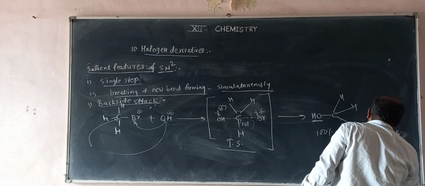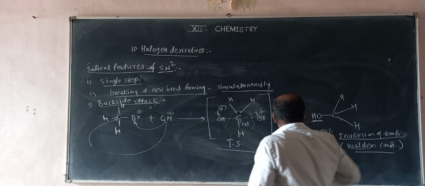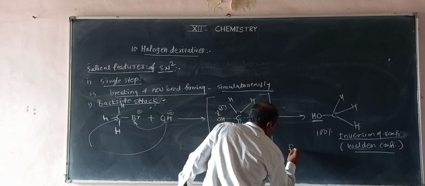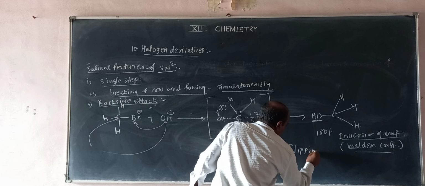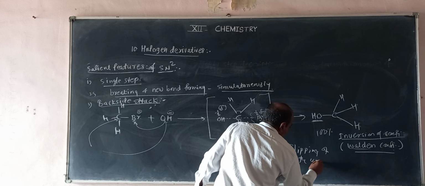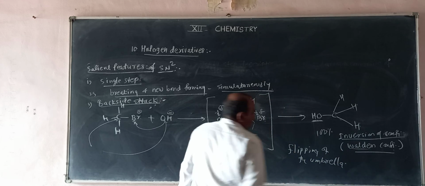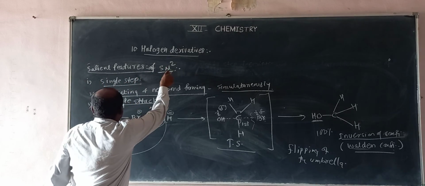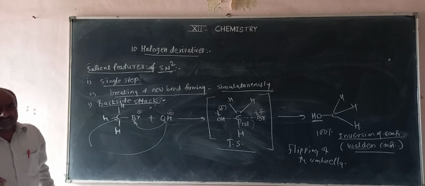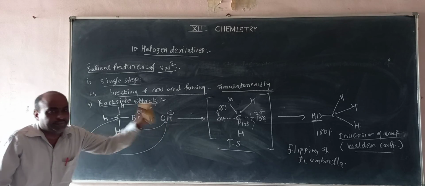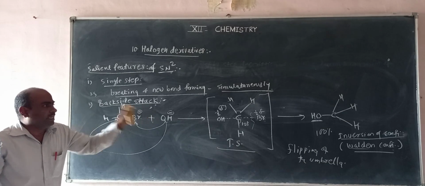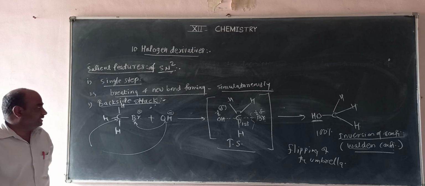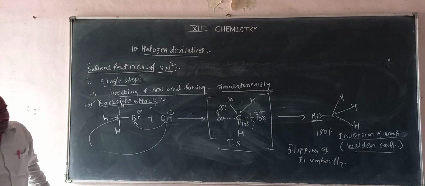So you get 100% inversion of configuration or Walden configuration. This looks just like flipping of an umbrella. So at this point, remember that in the SN2 reaction mechanism, both the reactants decide the rate of the chemical reaction. Okay, and it is a single step mechanism. Backside attack is very important.